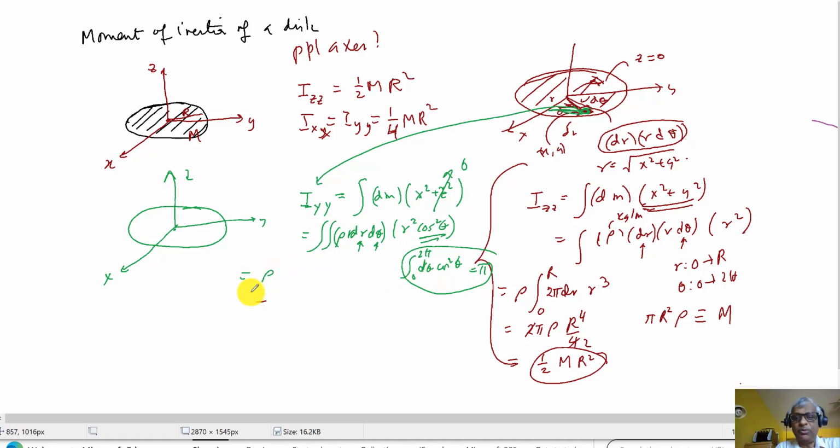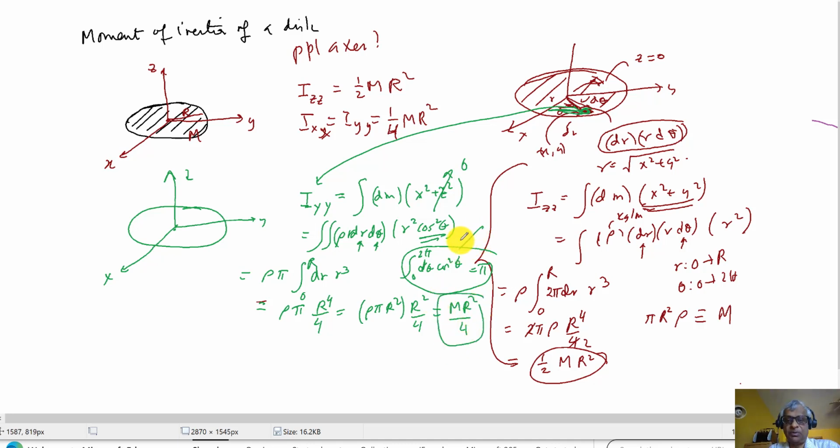So this has rho pi, and I got dr r cubed from 0 to r. So that's equal to rho pi r to the power 4 over 4. And since pi r square rho is the mass m, this is m r square over 4. This is the only thing remaining, and you should be able to do it. You can do the double integral, just like we did for sine square theta earlier.